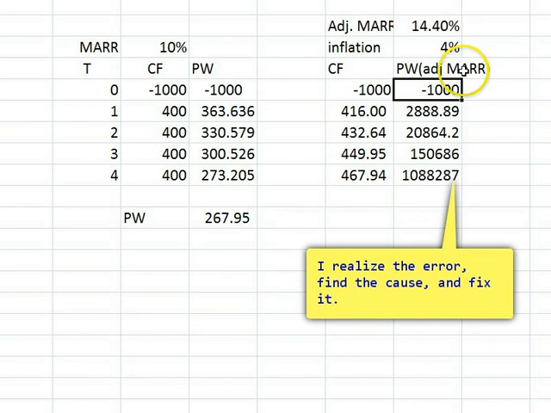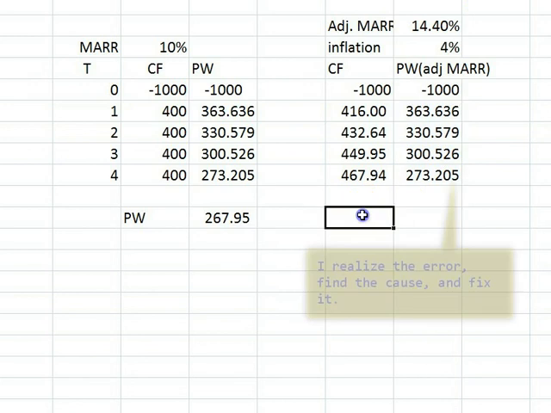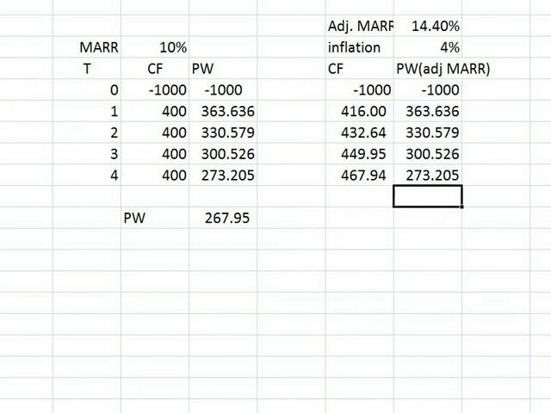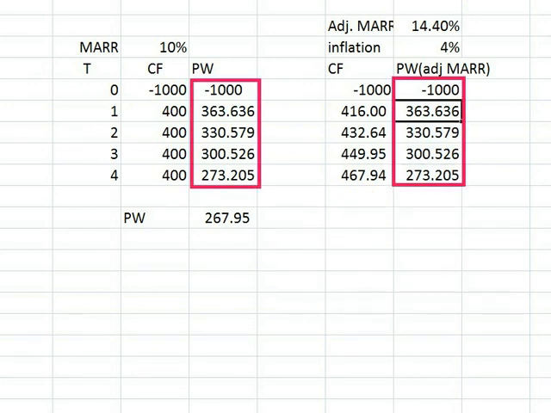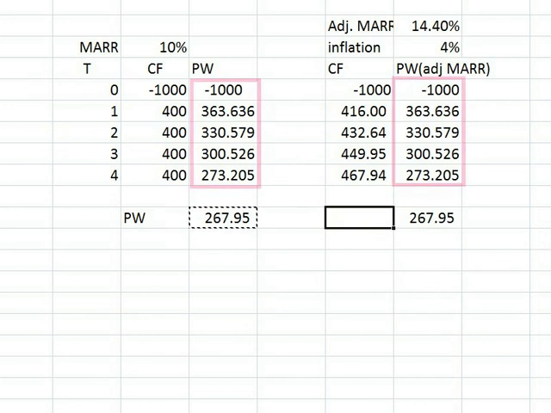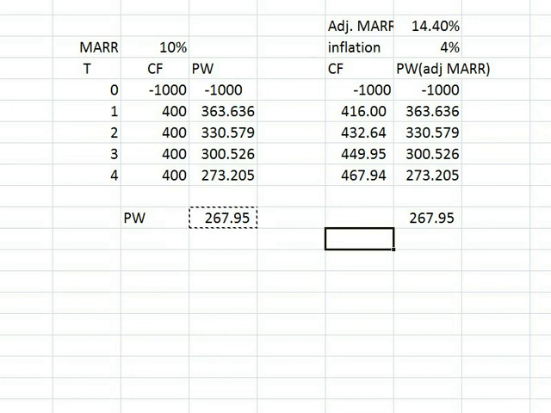Oh, I'm sorry, it has to be 1 plus. Okay. And clearly, as you can see, these two columns are the same, so when we add that column together, of course, the answer is going to be the same. So it is going to be the same present worth as long as we make the proper computation of the adjusted minimum attractive rate of return that considers inflation.